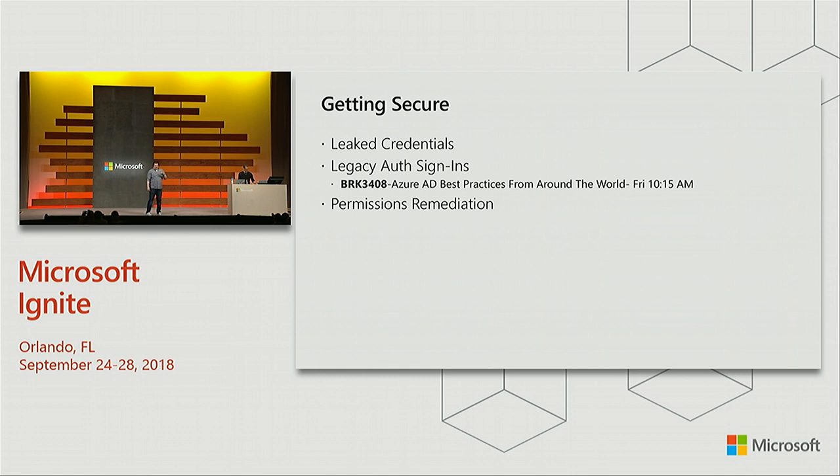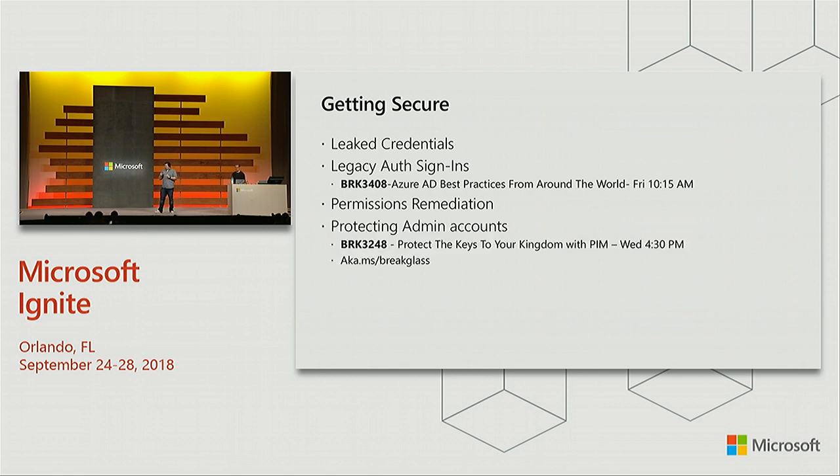Next, you can go through some permission remediation and look to see whether some apps have more permissions than they really need, and we can pull some of that back. Protecting your admin accounts: Steve and Justin from Dow Chemical yesterday did a great session about how they're using Privileged Identity Management in their environment. If you're not doing this today, start looking at doing this. aka.ms/breakglass will give you all the steps to walk through how to deploy this in your environment.